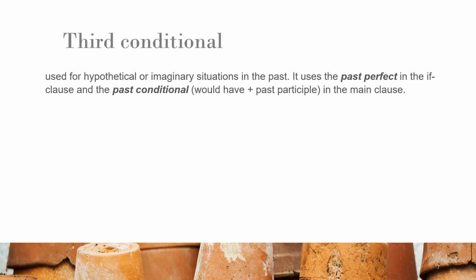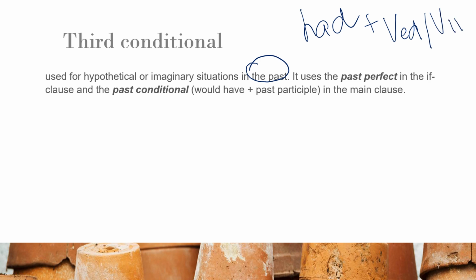Third conditional is used for hypothetical and imaginary situations in the past. The key word here is in the past. It uses the past perfect in the if clause and past conditional in the main clause. Past perfect, just a short reminder, is the verb had plus the verb with an ending ed if it's a regular verb, or a verb from the third column if it's an irregular verb.